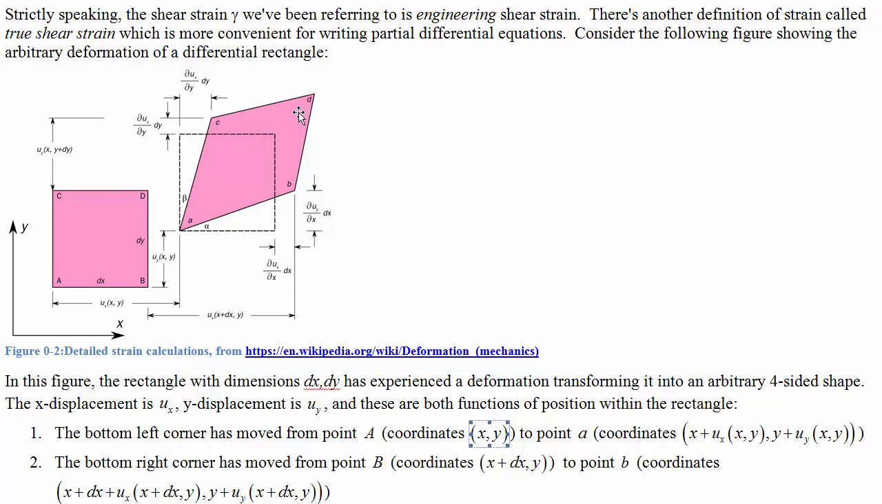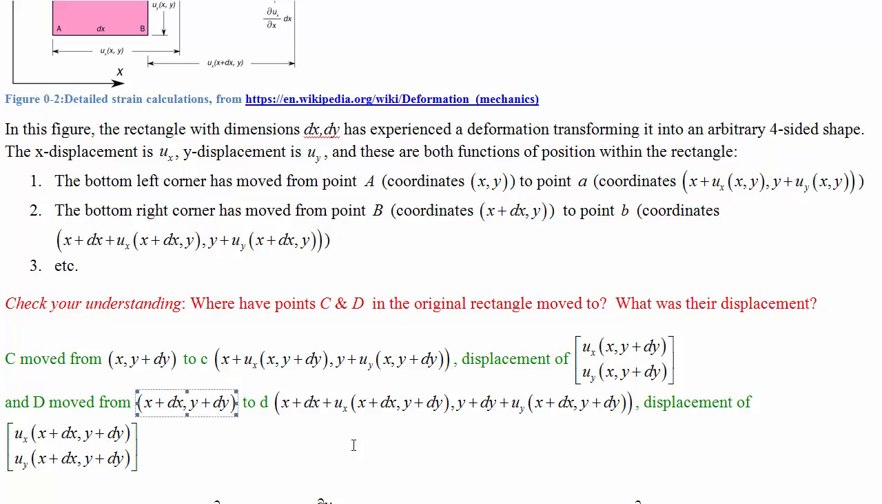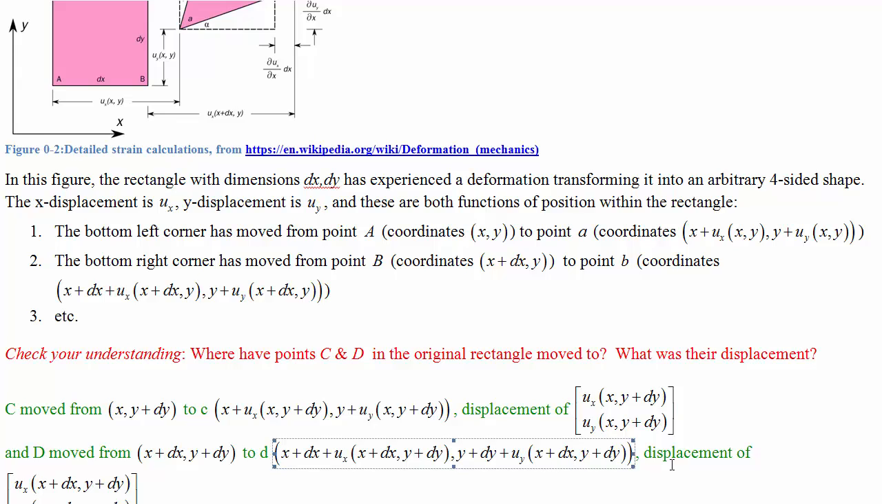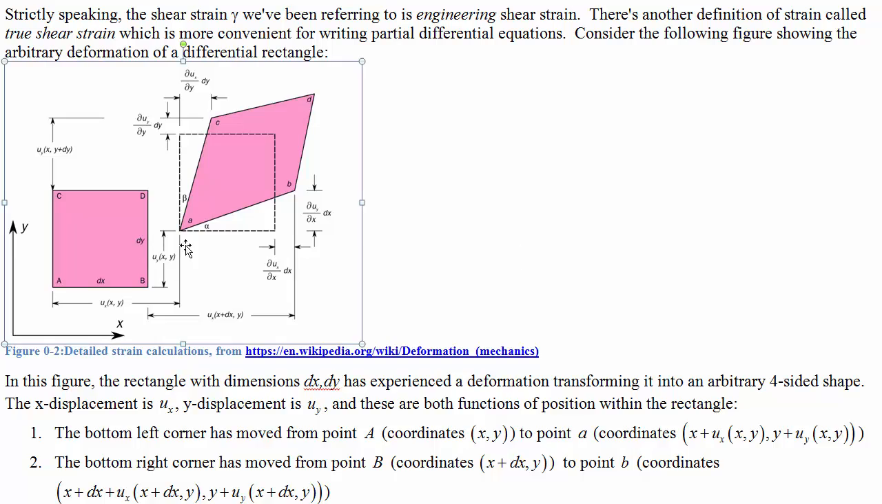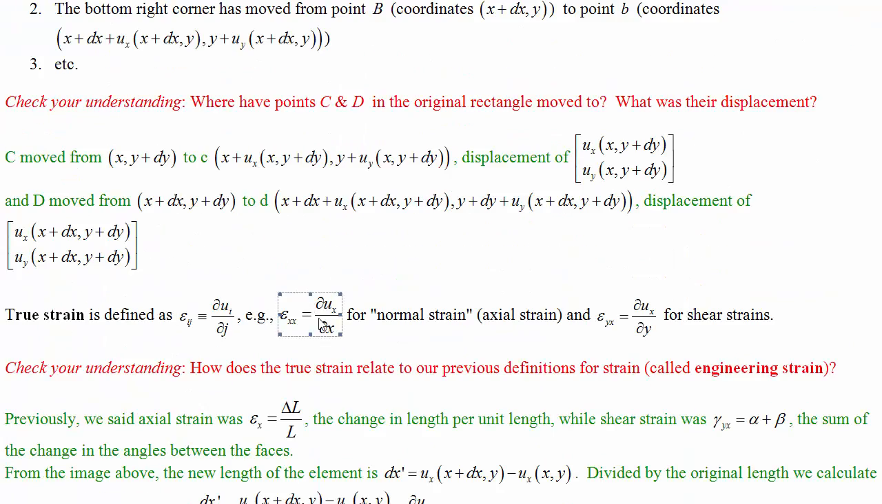What about the top face at the right end? So how much has d moved in the y direction? Well, that would be uy at d's coordinates, and d's coordinates are x plus dx and y plus dy. So d has moved in the y direction from y plus dy to y plus dy plus the y displacement at its original coordinates, x plus dx, y plus dy. Okay, anyway, what's the point of all this? Well, the point is just to be able to define what strain is.